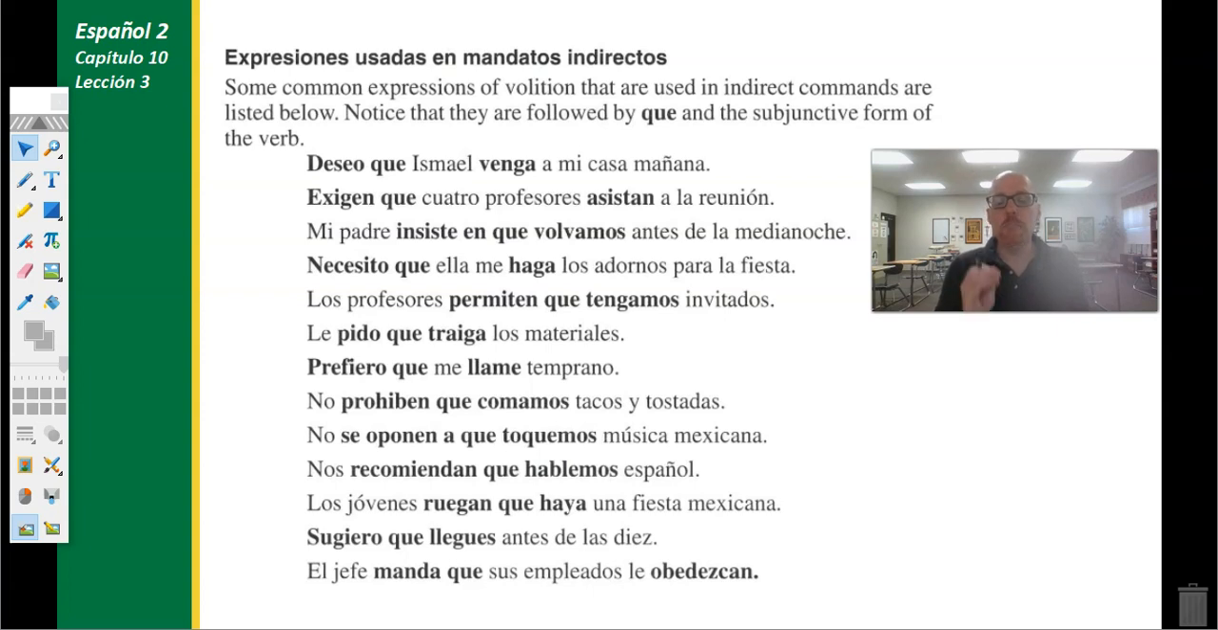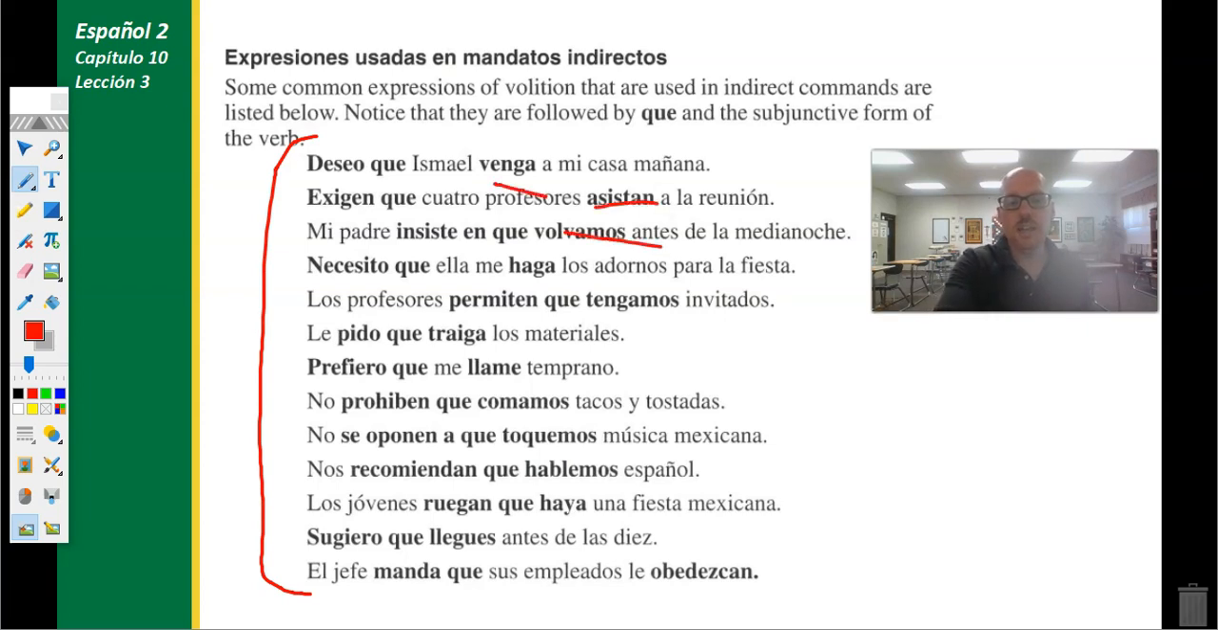Ruegan que, to beg for something. Sugiero que, to suggest something. And manda que, to command that or to demand that. So each of these are expressions here, you see them listed, that would trigger that subjunctive conjugation in the dependent clause. And you will see with each and every one of these, we have used that subjunctive conjugation because that first clause, that first expression of volition or will, causes us to need that subjunctive conjugation in the second clause.